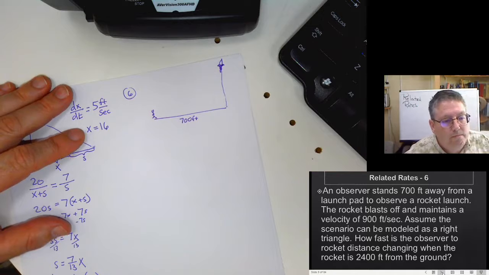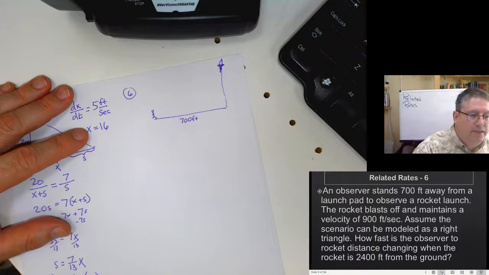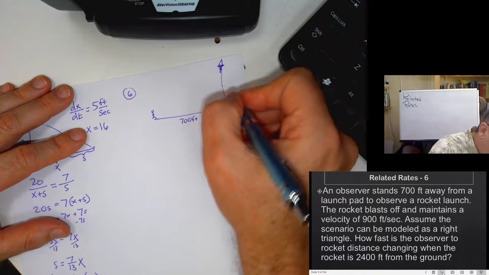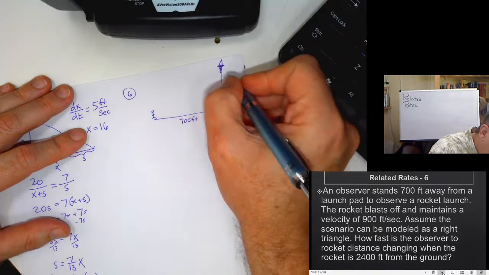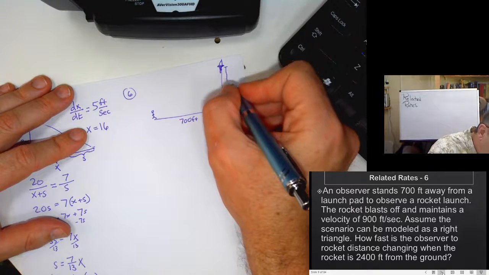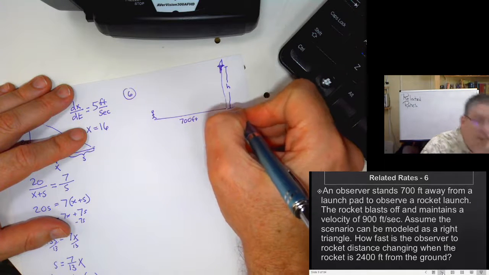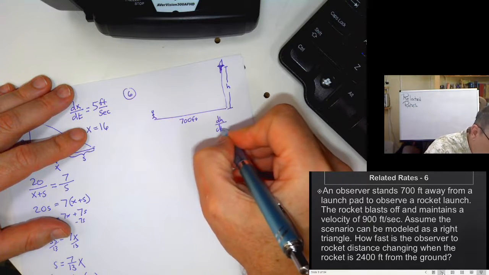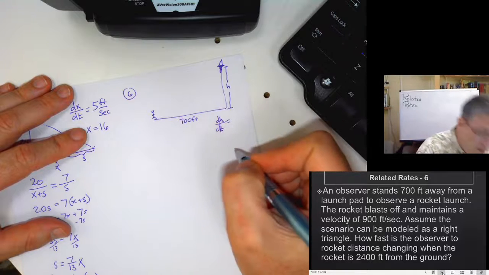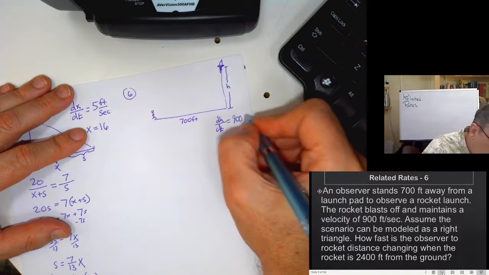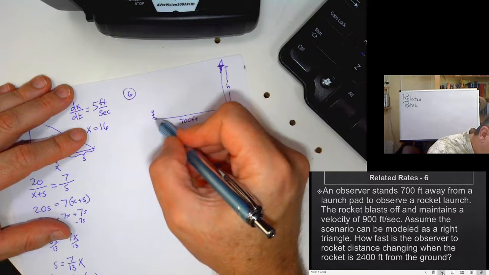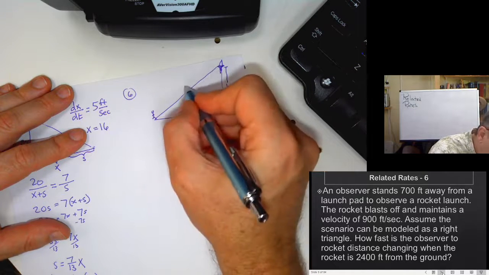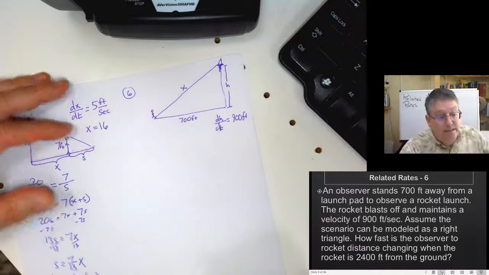And what else do we got? The velocity, that's the rate of change, right, is 900 feet per second. So let's call this h because that's the height of the rocket, right? But we're going to say h because it's changing. So we're going to say dh/dt, the rate of change in height with respect to time, is going to be 900 feet per second. And it's asking about the distance from the observer to the rocket. So we're going to call that x because it's just always nice to solve for x, isn't it?